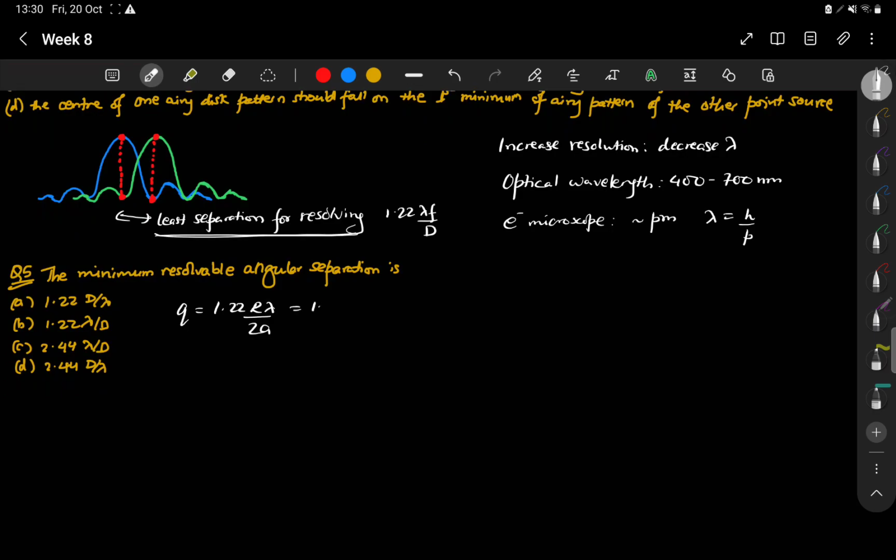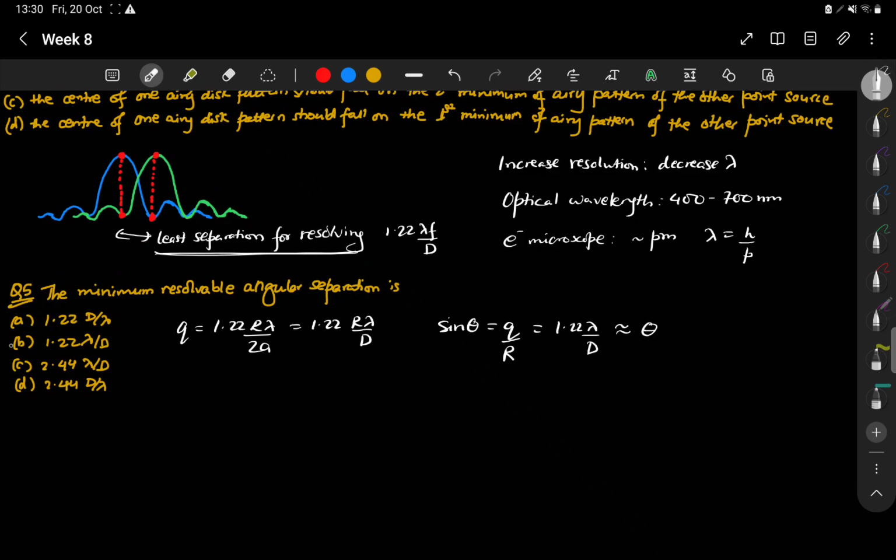So this is now sine theta. We need to find angular resolution. Sine theta is Q by R, which is 1.22 lambda over D, which is approximately theta for small angles. So the angular separation, the minimum resolvable angular separation, is 1.22 lambda over D.